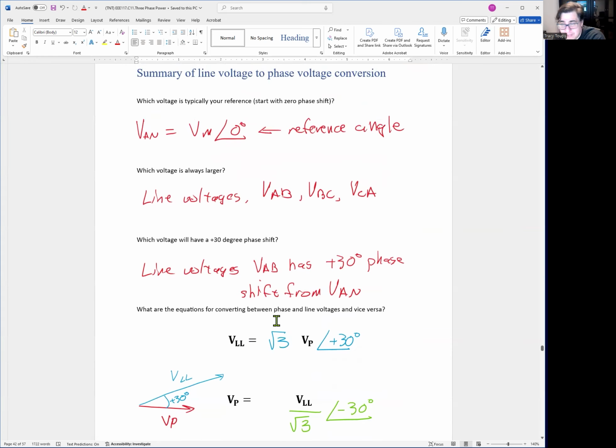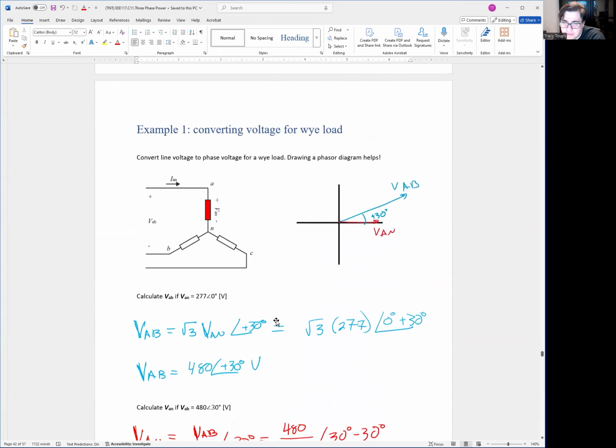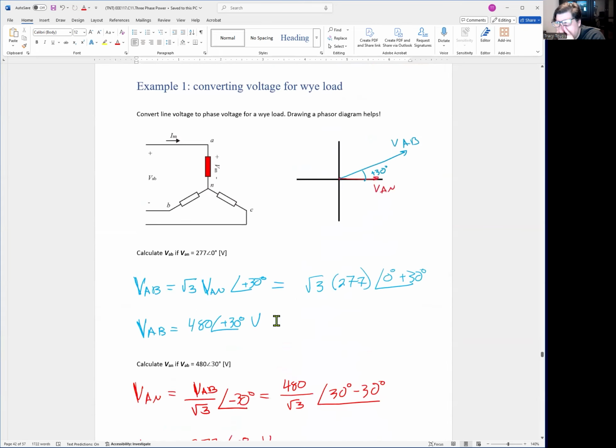So that's the summary between line-to-line voltages and phase and neutral voltages. Okay. Now, of course, we got to do some example problems to cement this in. So let's say we have this Y-connected load. I want to find VAB if VAN is 277 volts, angle 0 degrees.